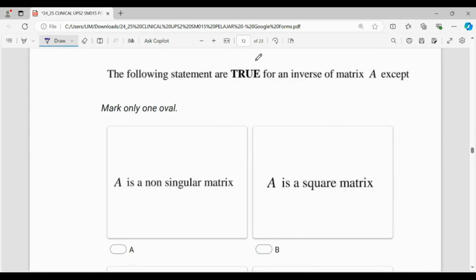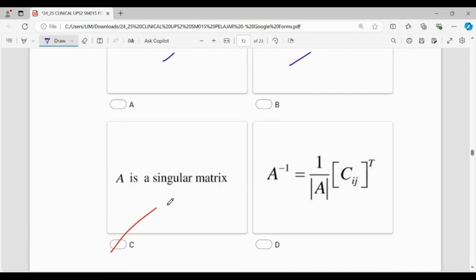The following statements are true for the inverse of matrix A, except. So A is a non-singular matrix. When you have an inverse matrix, it will be non-singular. Only a square matrix can have an inverse, like a matrix of 2 by 2, 3 by 3. So all of them are square matrices. A singular matrix, A inverse does not exist. Therefore, this is a false statement. To find A inverse, it is 1 over determinant times adjoint A. So adjoint A is equal to C transpose. This is true. So this option is not the answer.